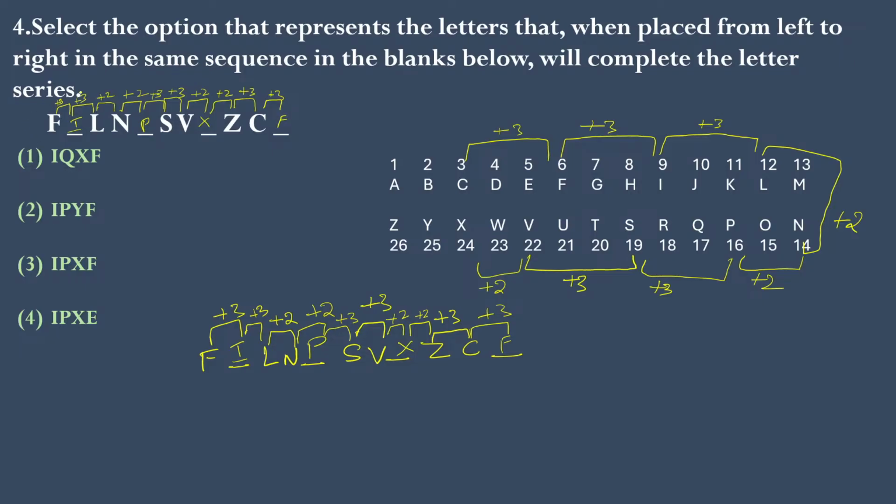If you observe: plus 3, plus 3, plus 2, plus 2, plus 3, plus 3, plus 2, plus 2, plus 3, plus 3. Yes, the logic is correct. So the alphabets are I, P, X, F: I P X F. So option 3 is correct. Option 3 is correct. Right. Next.